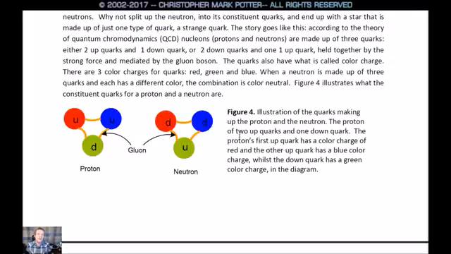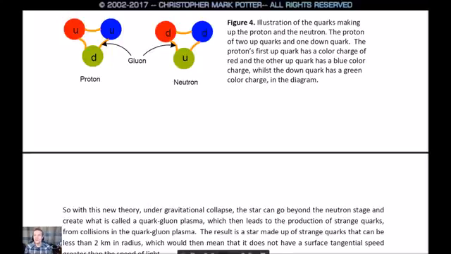According to the theory of quantum chromodynamics, QCD, nucleons, protons, and neutrons are made up of three quarks, either two up quarks and one down quark, or two down quarks and one up quark, held together by the strong force and mediated by the gluon boson. The quarks also have what's called color charge. There are three color charges for quarks: red, blue, and green. When a neutron is made up of three quarks and each has a different color, the combination is color neutral. Figure 4 below illustrates what the constituent quarks for a proton and a neutron are.